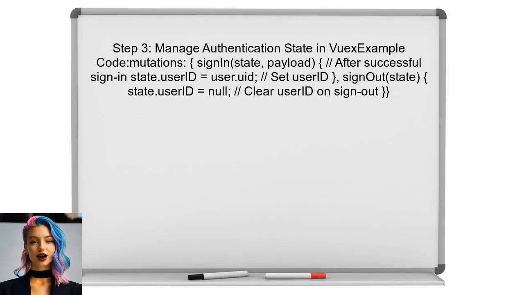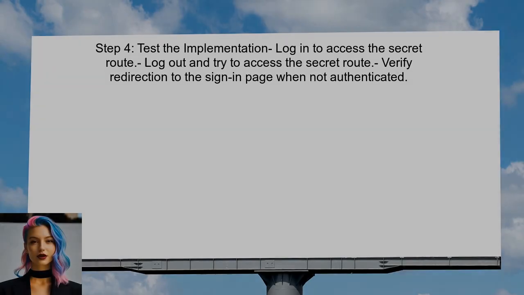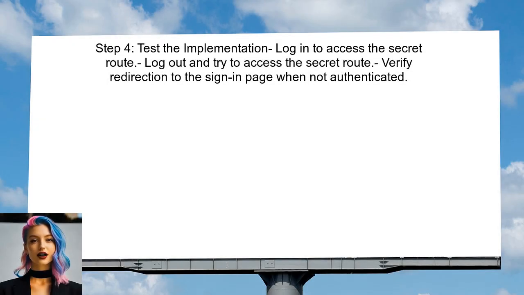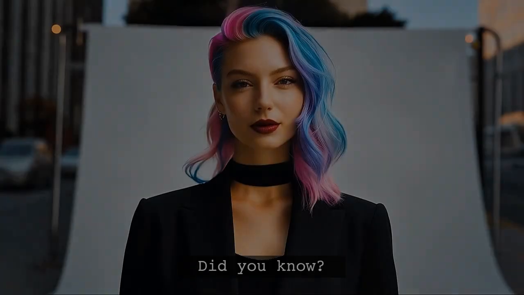Now, the user needs to ensure that the VueJS store is properly managing the authentication state. This means updating the user ID when the user signs in or out. Finally, the user should test the implementation. They can do this by attempting to access the protected route while logged in and logged out to ensure the redirection works as expected.